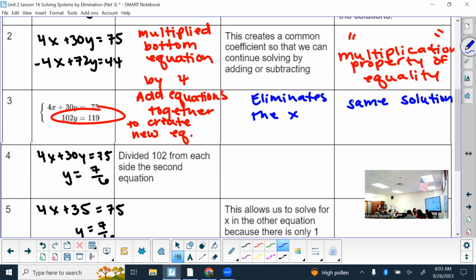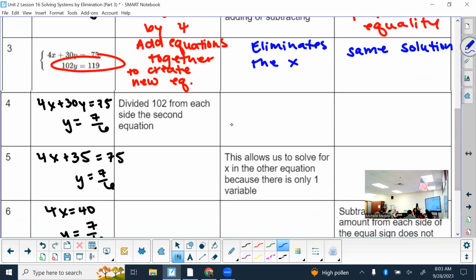Make sense? Okay. So then now what did we do when we went from step 3 to step 4? What's the difference here? Well, actually they told you. They divided 102 from each side. So they solved for y. How does that help us solve?